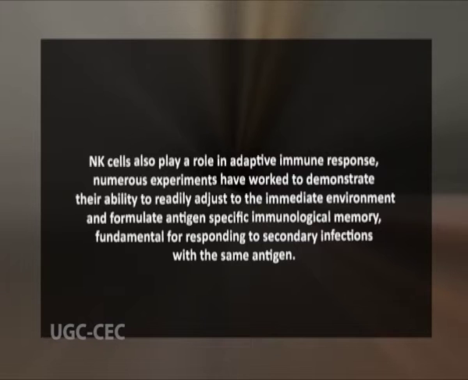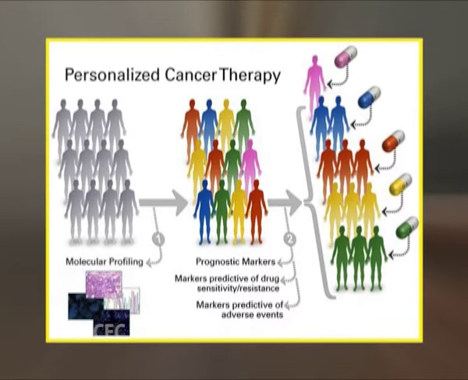Numerous experiments have worked to demonstrate their ability to readily adjust to the immediate environment and formulate antigen-specific immunological memory, fundamental for responding to secondary infections with the same antigen. The role of natural killer cells in both the innate and adaptive immune response is becoming increasingly important in research using natural killer cell activity in potential cancer therapies.